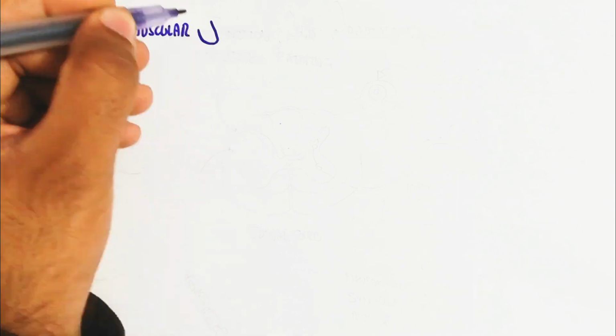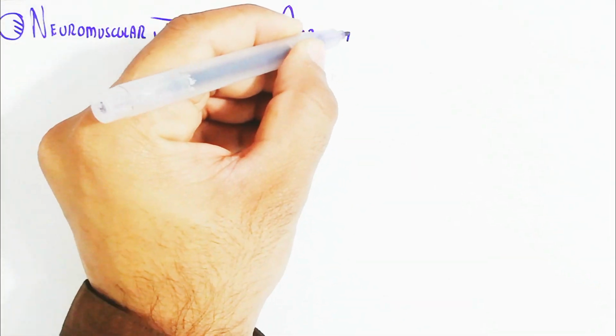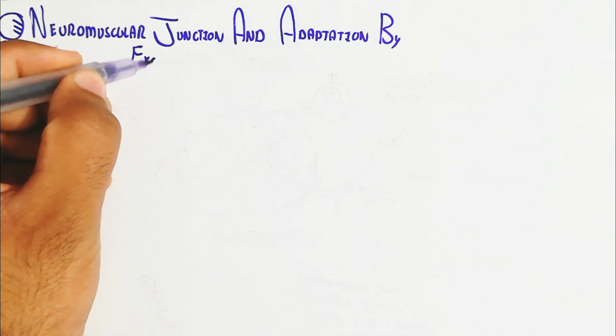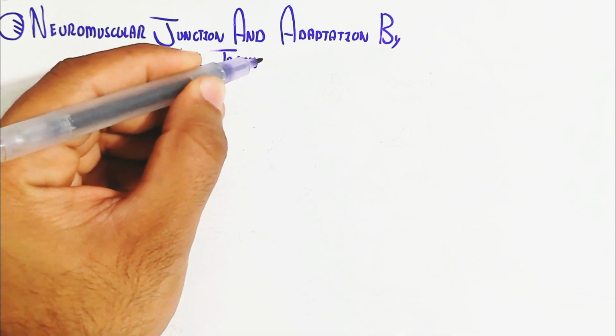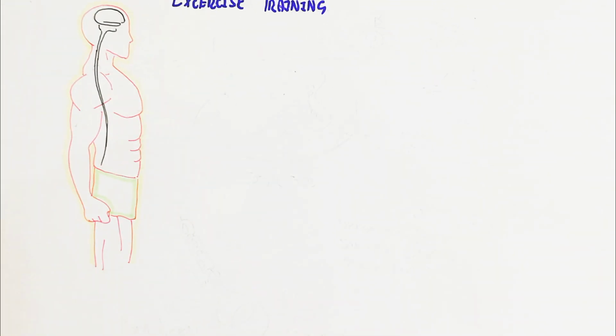Hello, in this video we will understand the neuromuscular junction and its adaptation by exercise training. So how can it adapt, and how can it increase the synapse as well as the receptors? The receptor is known as the acetylcholine receptor.